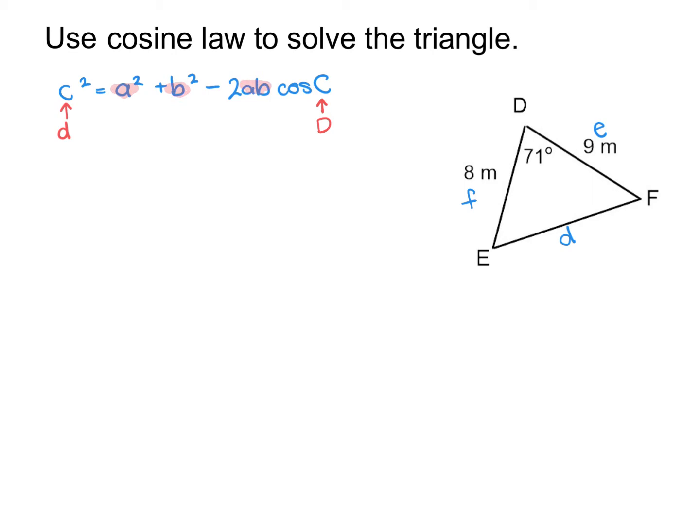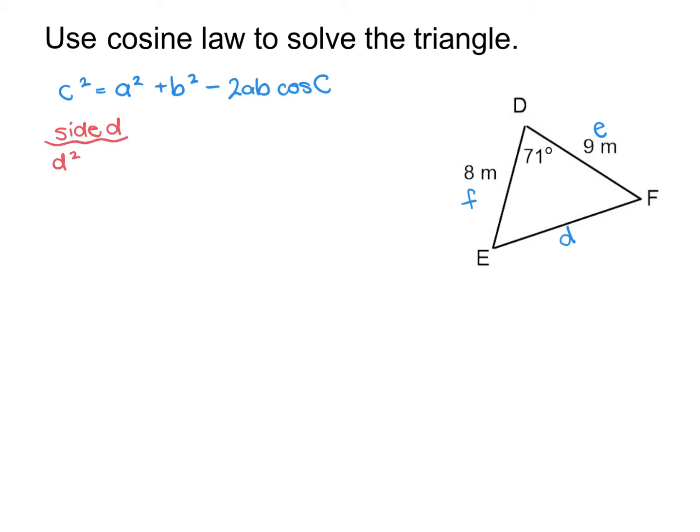And notice we've got A and B here, but it's not on our triangle. Instead, we have E and F. So I'm going to substitute AB with E and F. So depending on what triangle you get, you're going to have to adjust your cosine law. Okay, so now let's start out by finding side D.